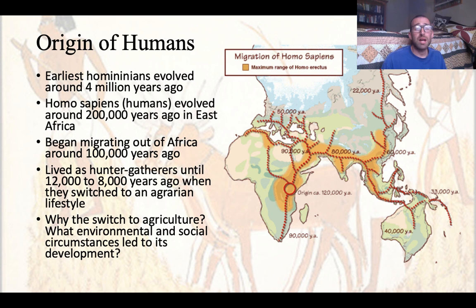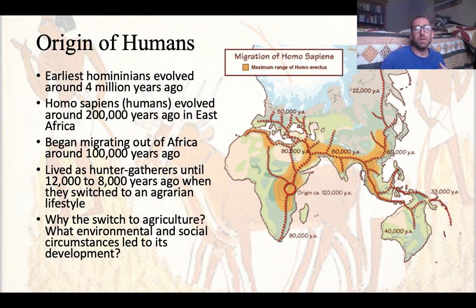But around 12,000 to 8,000 years ago, something happened. And that is, we switched from this hunter-gatherer lifestyle to an agrarian lifestyle. We became farmers. Now, this brings up the question of why. Why did we switch from this lifestyle that we had been doing for thousands and thousands of years to a completely new way of living? What were some of the environmental and social circumstances that led to the development of agriculture?